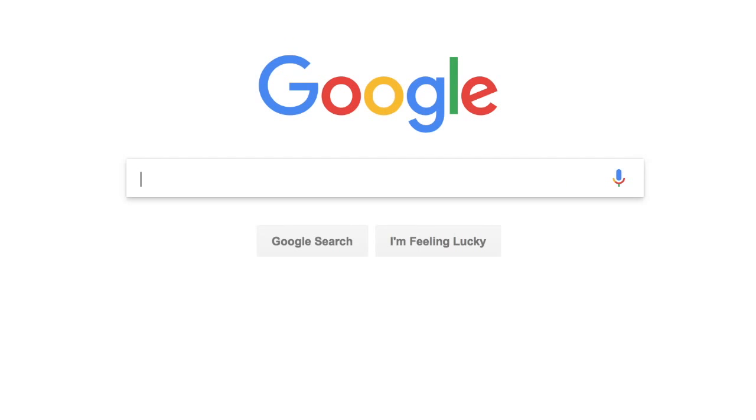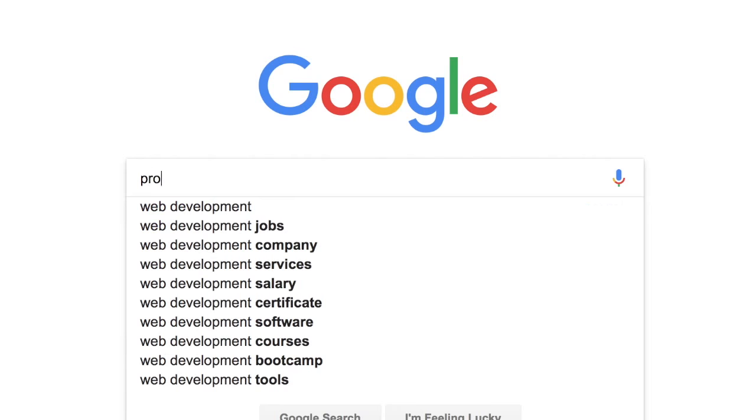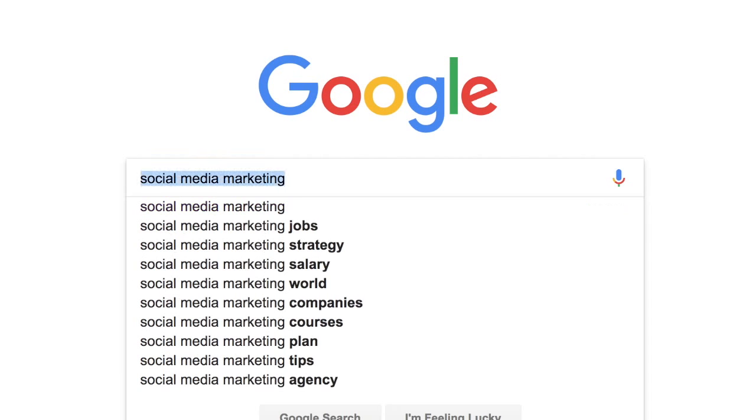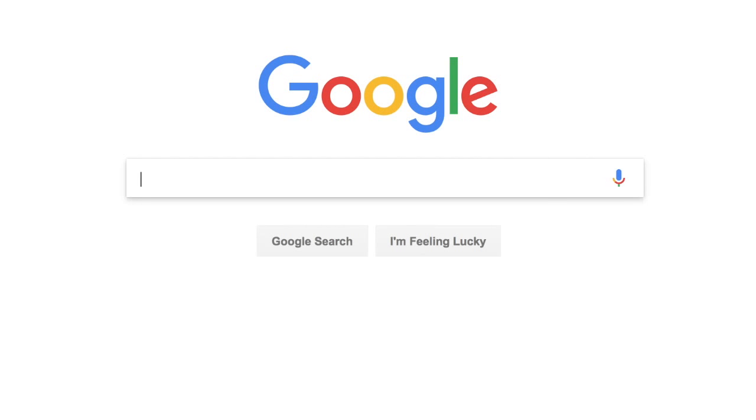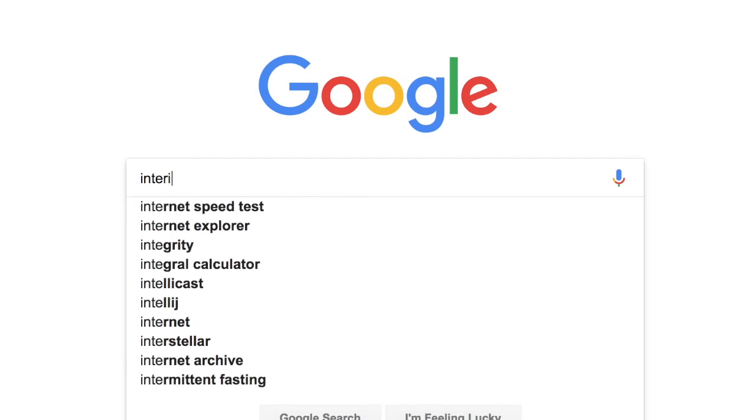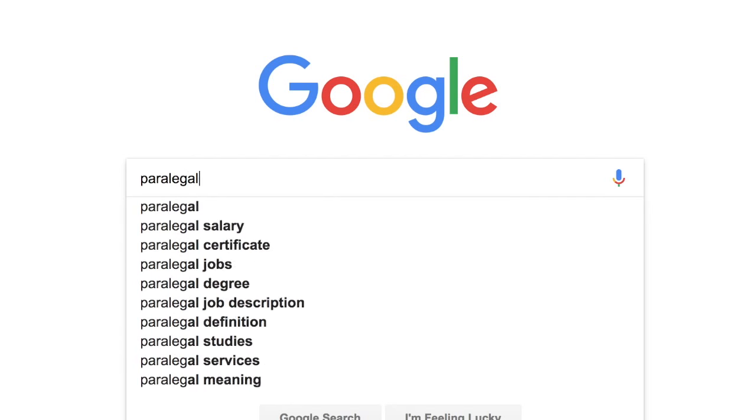And the third and final thing to keep in mind here is resources. You should take into consideration how much help there is available for learning certain skills. For example, there are tons of resources online, many of them free, for learning skills like web development, programming, and social media marketing. But there aren't so many good resources online for learning skills like interior design and paralegal services.